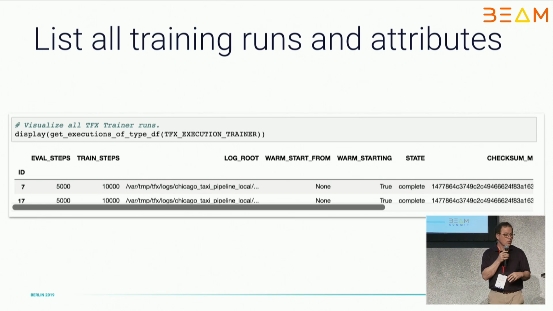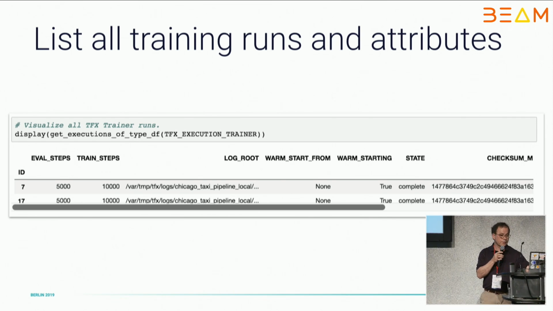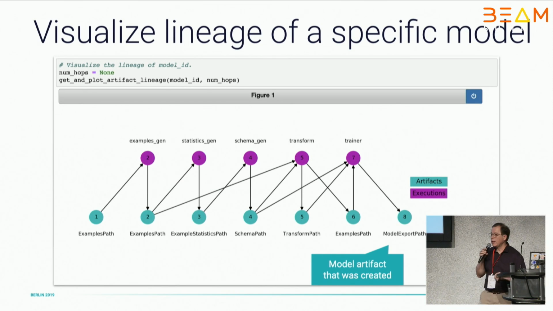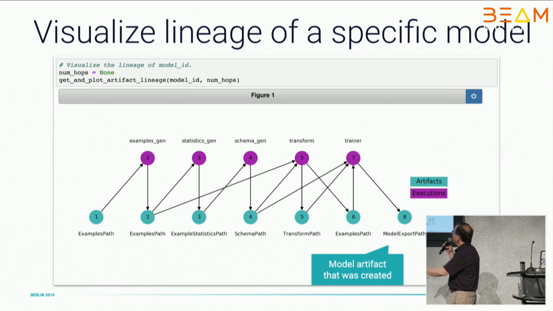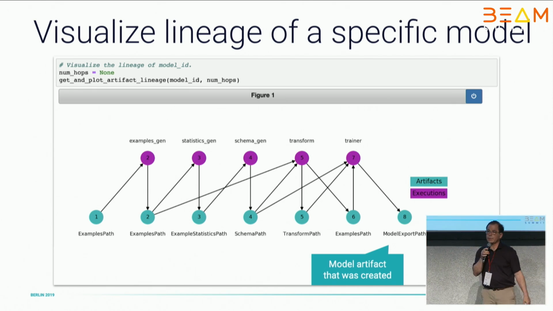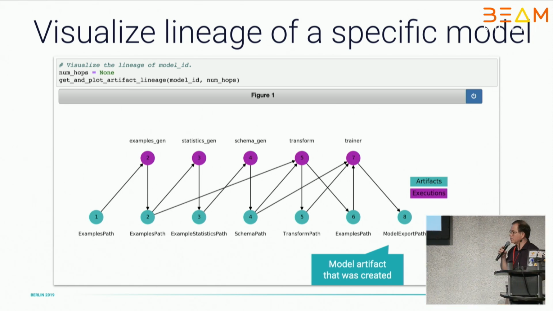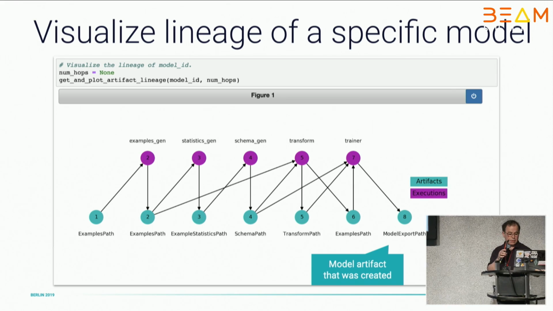So this is the kind of thing that you get when you can query metadata. You can pull out what's going on with your training runs and the attributes and artifacts that your pipeline's created, including lineage. So being able to trace back through the different components of your pipeline to find out what was connected to what and where it was.